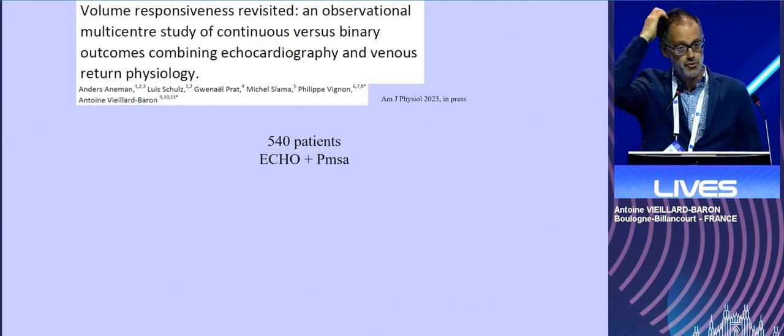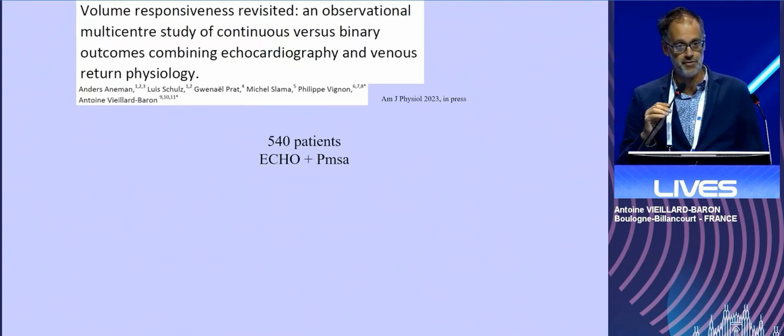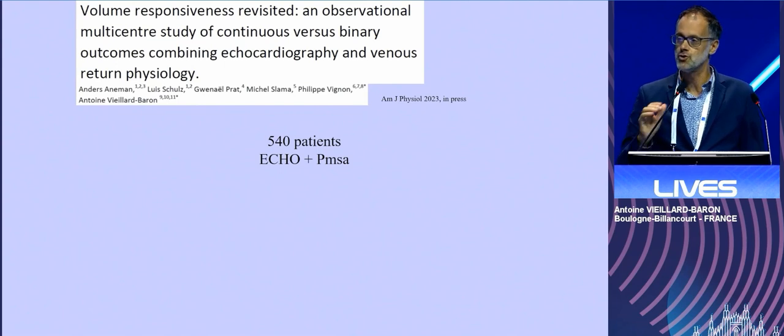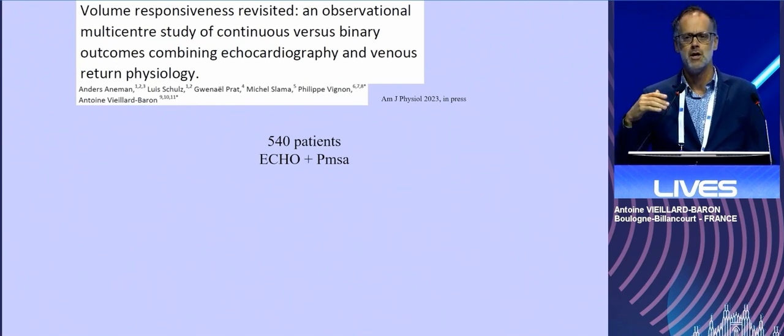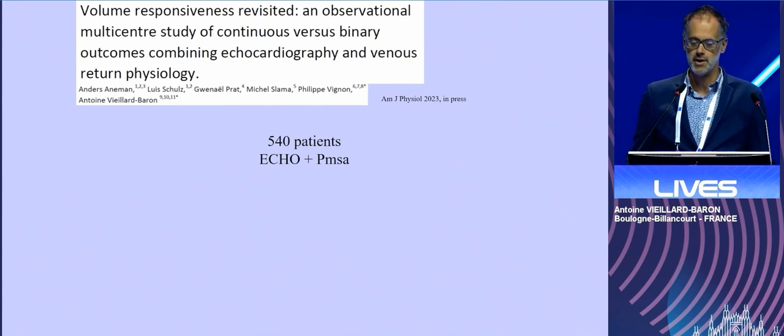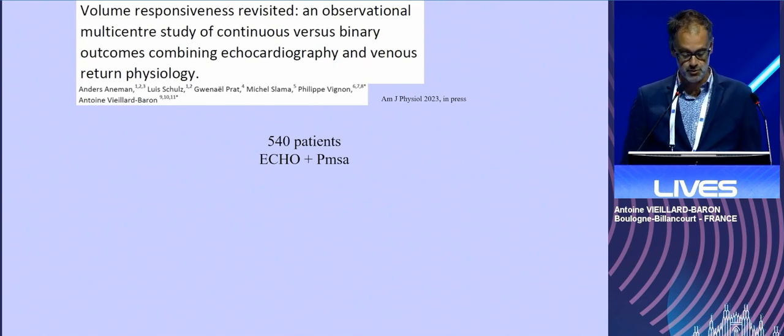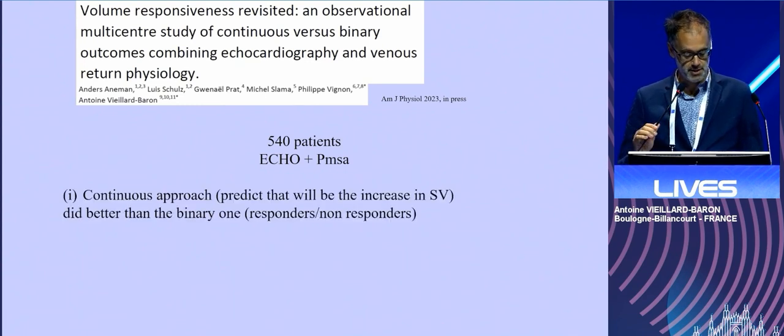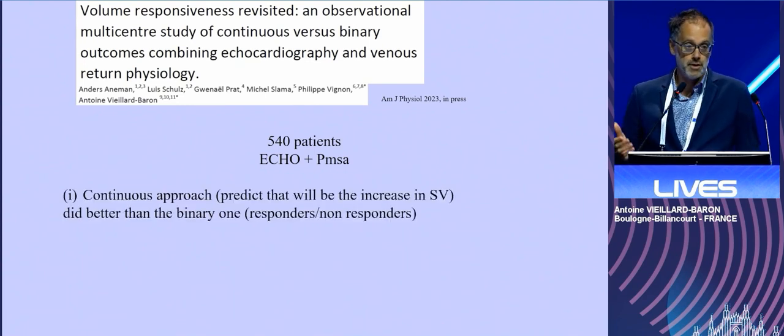Probably in the future, I will prefer not a binary approach for managing fluid, especially in this type of patients, but more a continuous one to predict how much the stroke volume will increase when I give fluids. And this is something that we published very recently with Anderson Eman and Philippe Vignon, just to show you that it could be a better approach, and this is something we suggest in this paper.